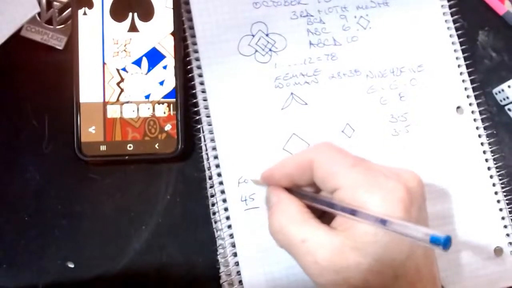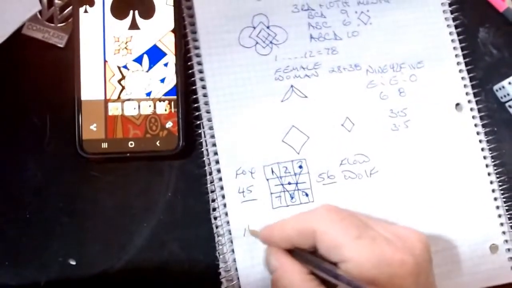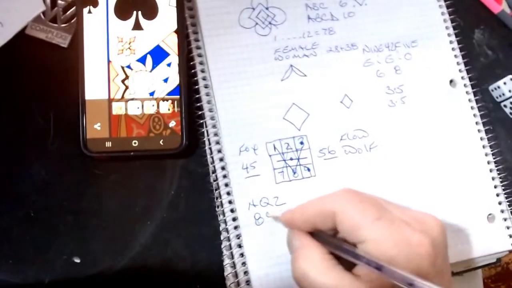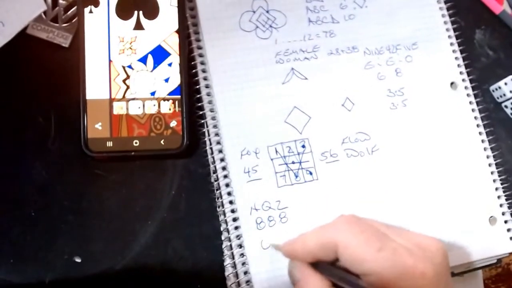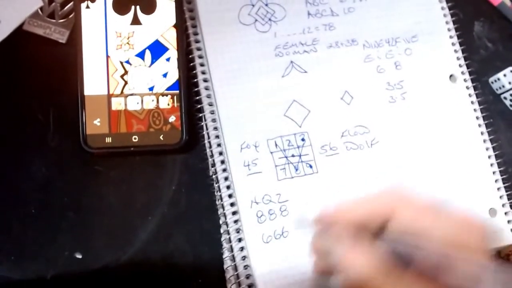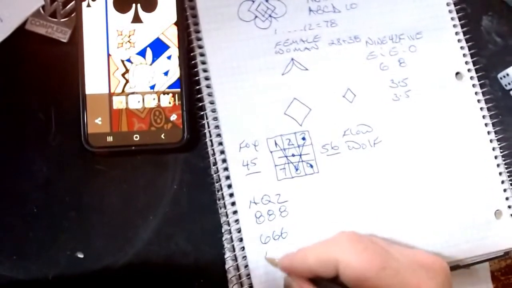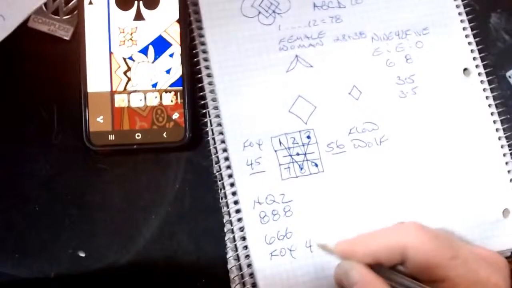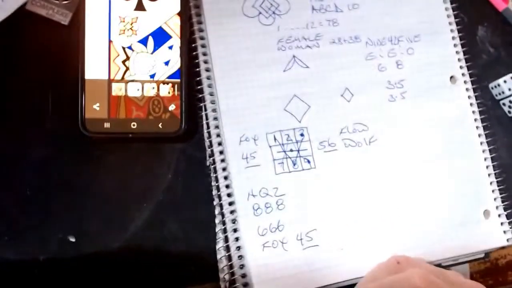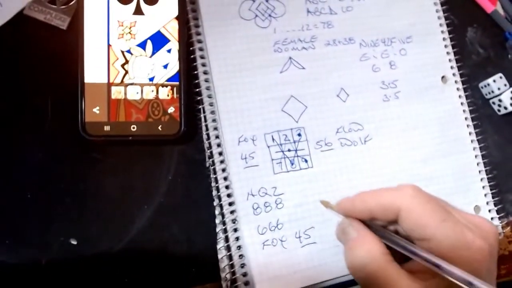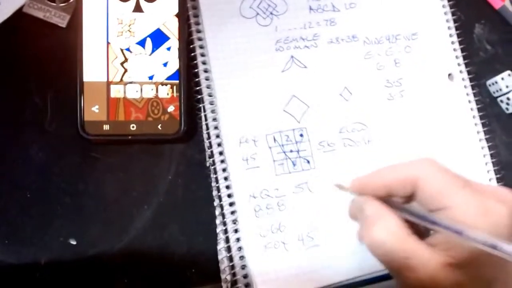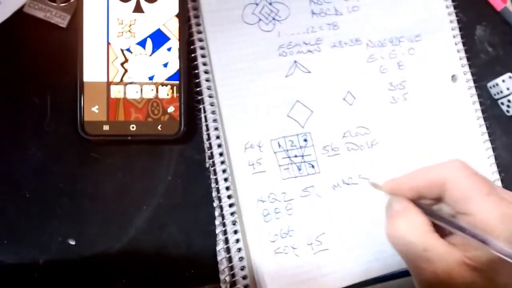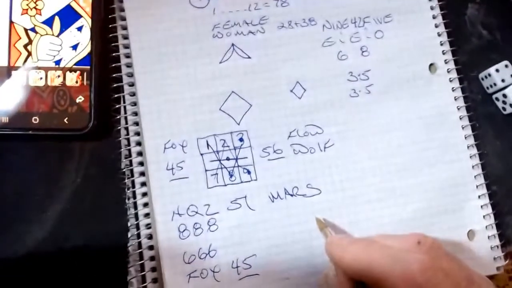Wolf backwards. Here we're going to have fox, right? But it's fox headquarters. So what is 8, 8, 8, 6, 6, 6 as FOX, equaling a total of 45, equaling a total of 51, the numeric value of Mars, right?